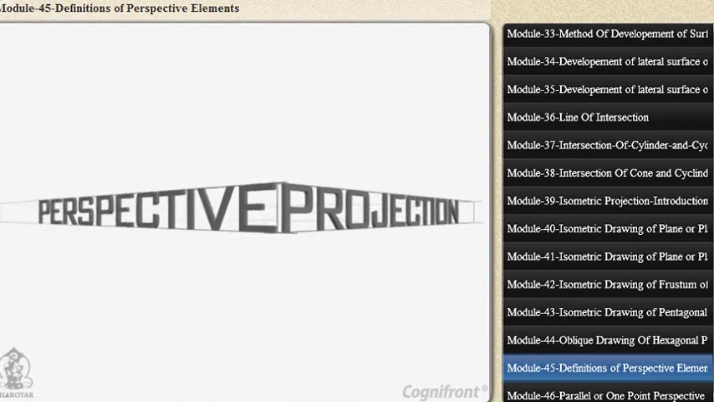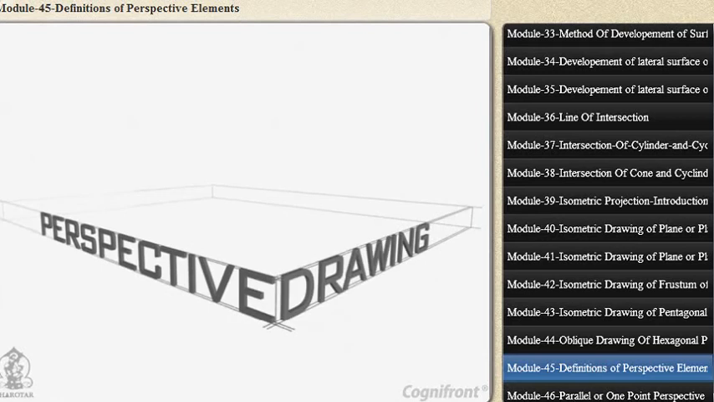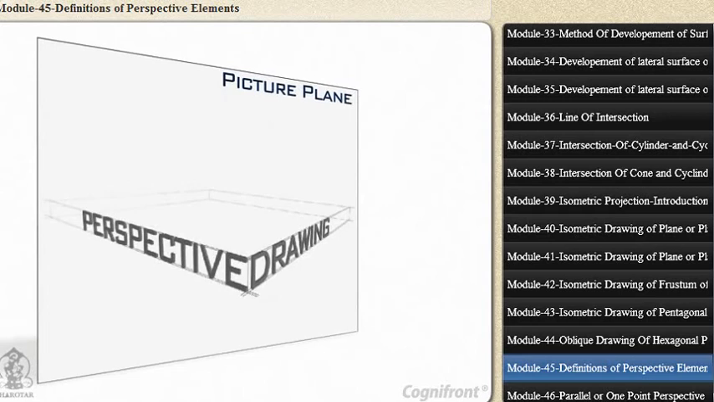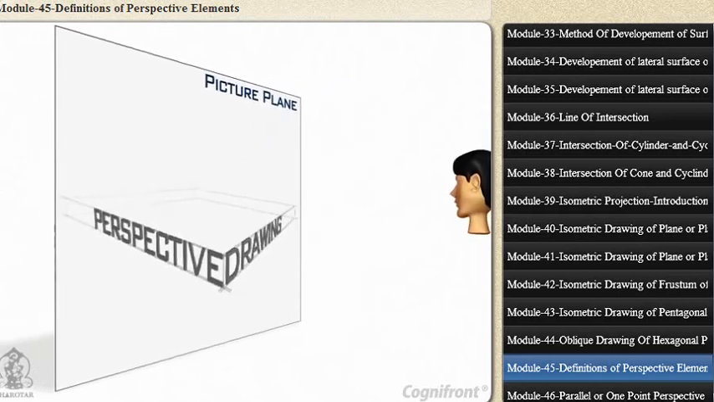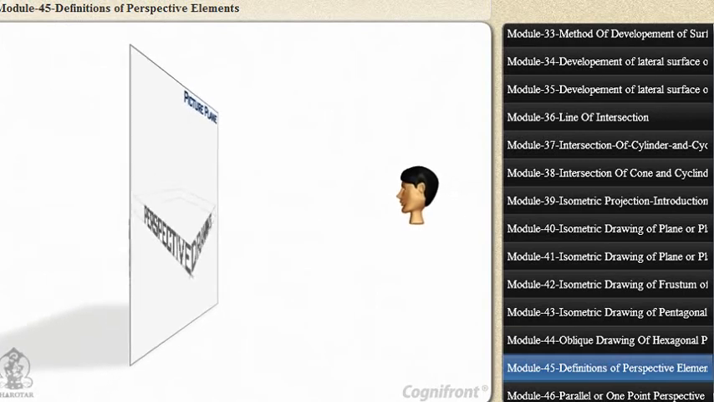Perspective projection. Perspective projection or perspective drawing is the representation of an object on a plane surface called the picture plane as it would appear to the eye when viewed from a fixed position.